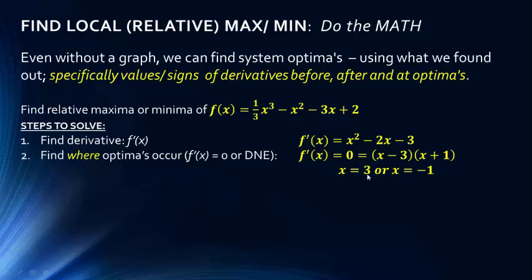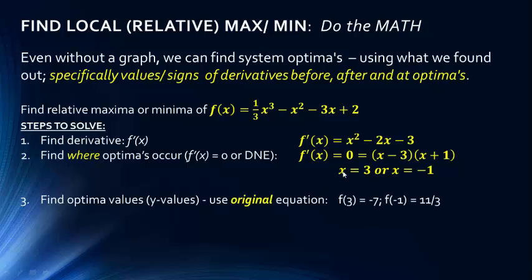Let's put in 4. 4 squared is 16. Minus 2 times 4, which is 8. 16 minus 8 is 8. 8 minus 3 is 5. It's positive. So we go from negative down to positive up. Notice what we have here is a V shape. So at x equals 3, we have a minimum.